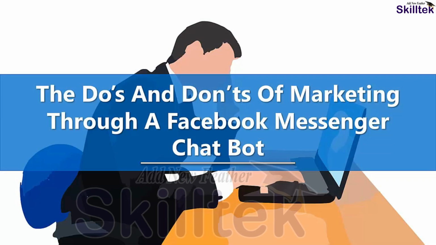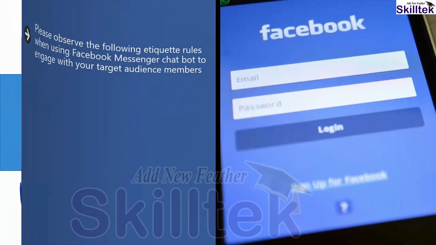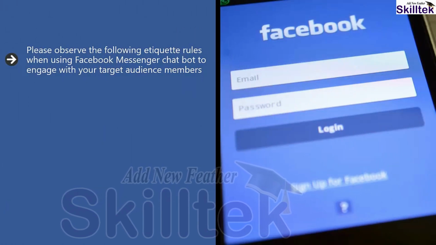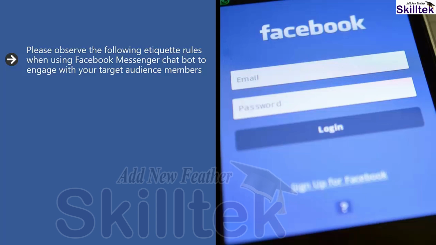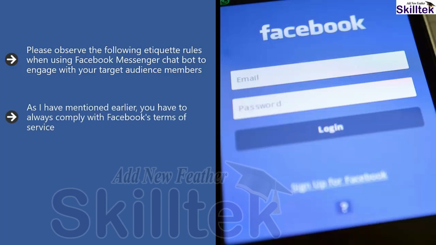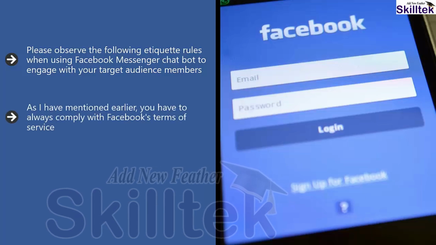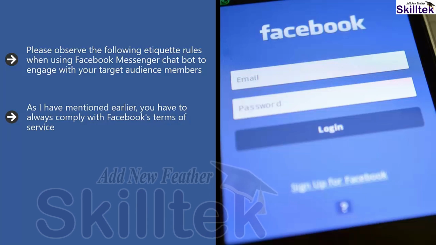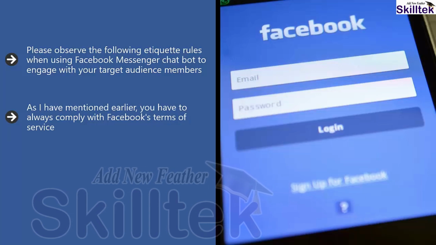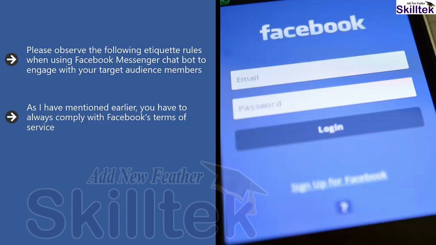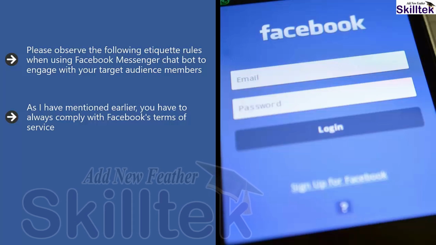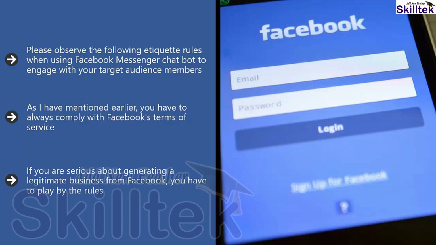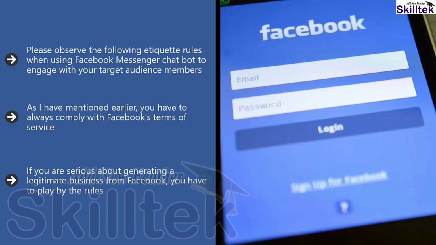The do's and don'ts of marketing through a Facebook Messenger chatbot. Please observe the following etiquette rules when using Facebook Messenger chatbot to engage with your target audience members. As I have mentioned earlier, you have to always comply with Facebook's terms of service. If you play the game fast and loose, don't be surprised when Facebook blocks you or flat out bans you. That's bad news, and sadly, it happens all the time. If you are serious about generating a legitimate business from Facebook, you have to play by the rules.